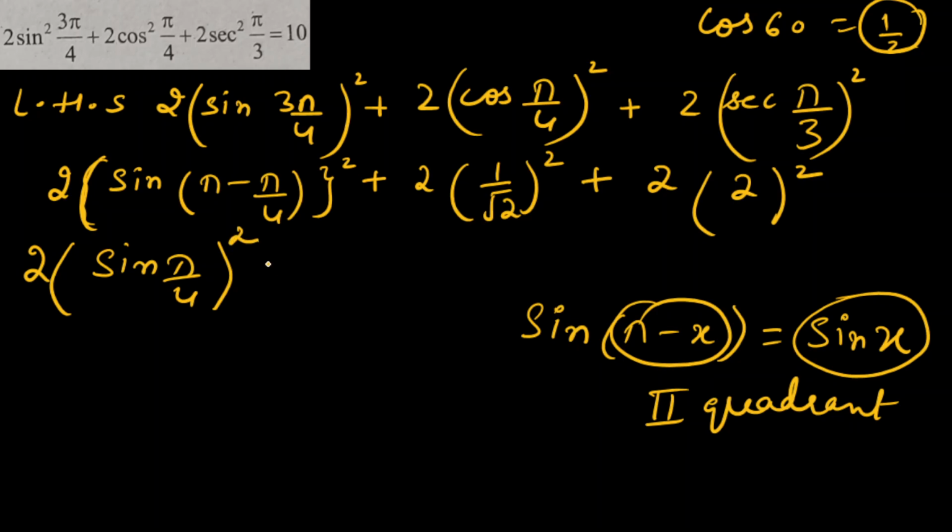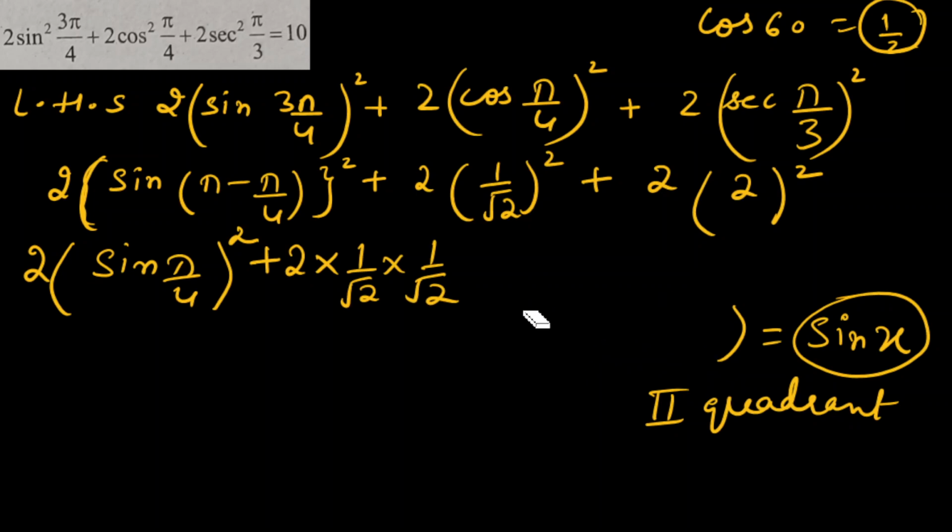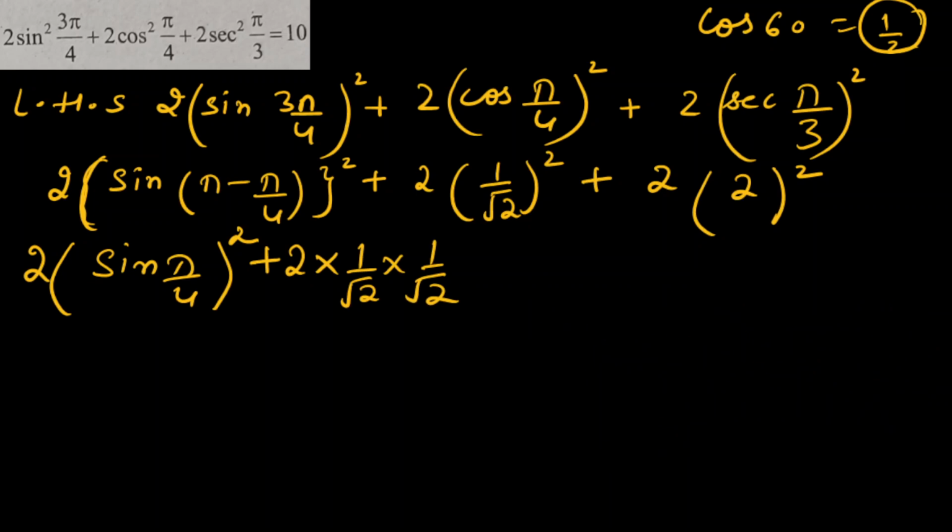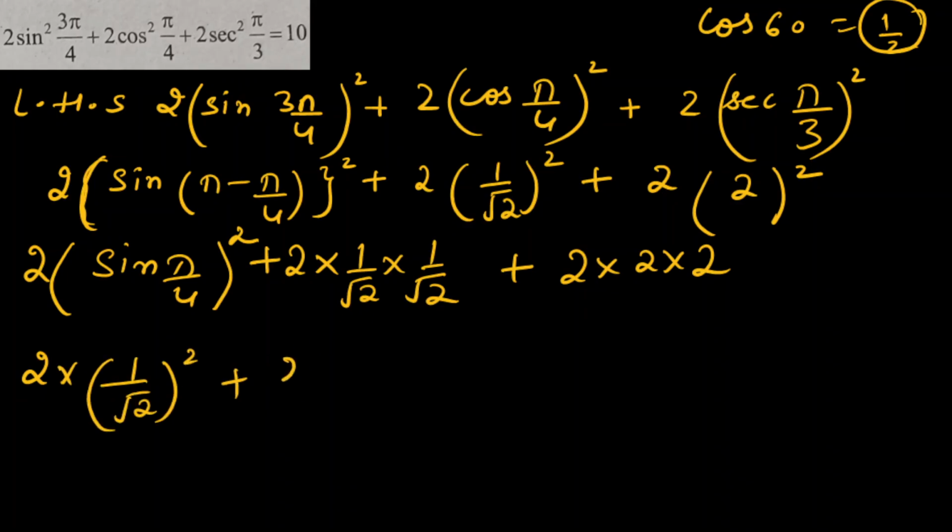Sine pi by 4 whole square plus 2 into 1 by root 2 into 1 by root 2, because we have to do the whole square of 1 by root 2. Then plus 2 into 2 square is 2 into 2. Sine pi by 4 is sine 45, and sine 45's value is 1 by root 2. So 1 by root 2 whole square plus now 2 into root 2 into root 2. We know it is 2. Like I have told you, directly you do root 2 into root 2, 2 you can write. Also by multiplication, writing it as root 4, we know it's equals to 2.